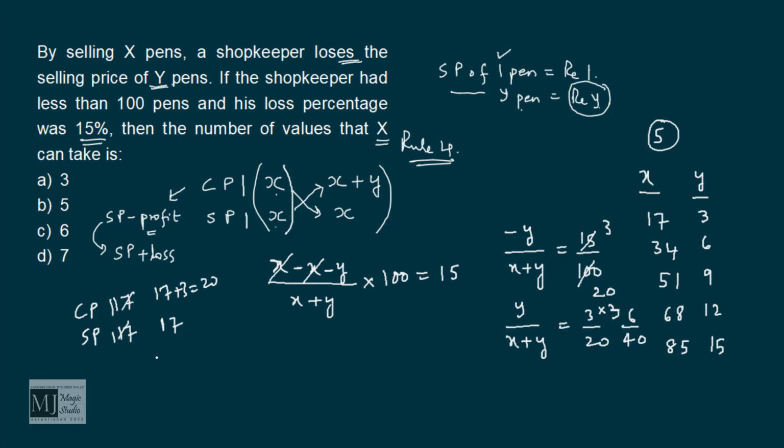If I make this 1 each, what would be the loss? 17 minus 20 by 20, that is minus 3 by 20. Isn't it equal to 15% loss? Yes, bingo. Put up all the values, you will get 15%. Answer 5 fits in.